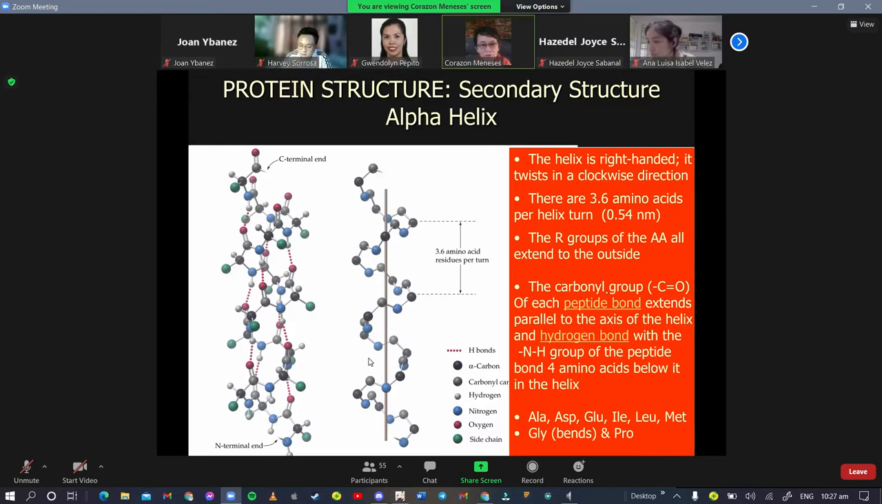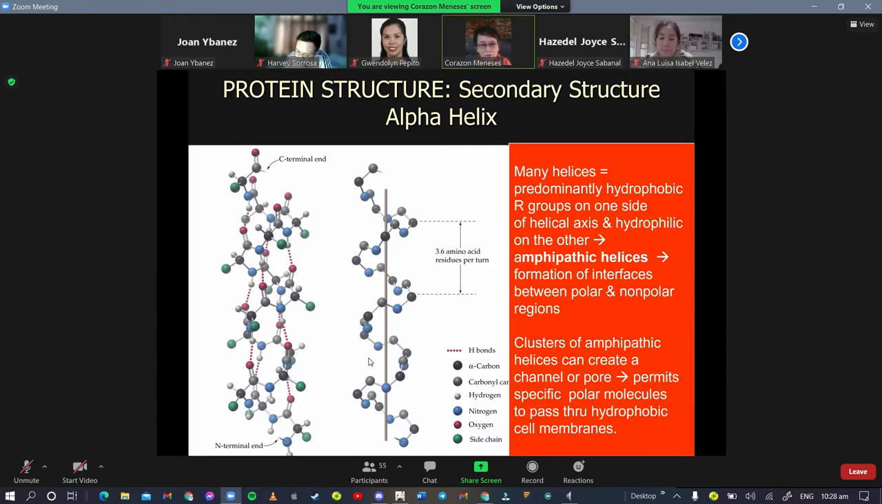This is where it will be found because it is the smallest, and the pyrrolidine ring will actually have a difficult position. It will provide the turn that you see on the structure of the molecule.